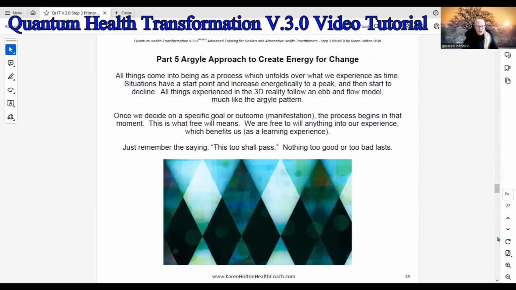Part 5, Argyle Approach to Create Energy for Change. All things come into being as a process which unfolds over what we experience as time. Situations have a start point and increase energetically to a peak, and then start to decline. All things experienced in the three-dimensional reality follow an ebb and flow model, much like the Argyle pattern.